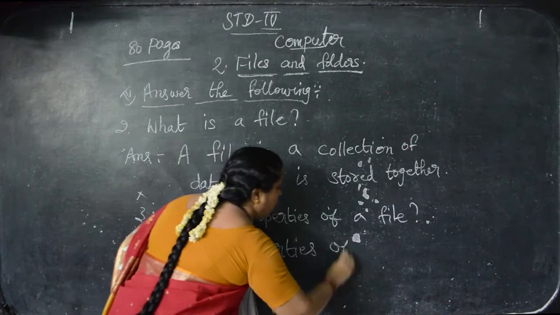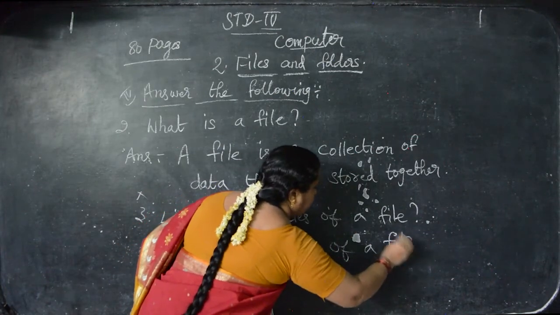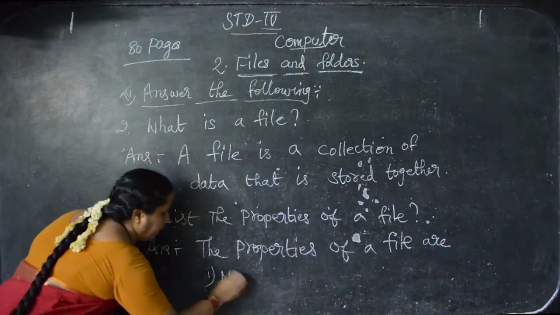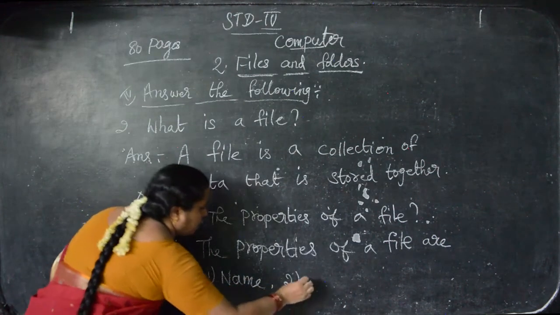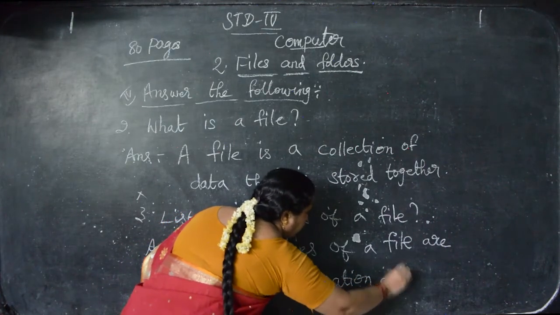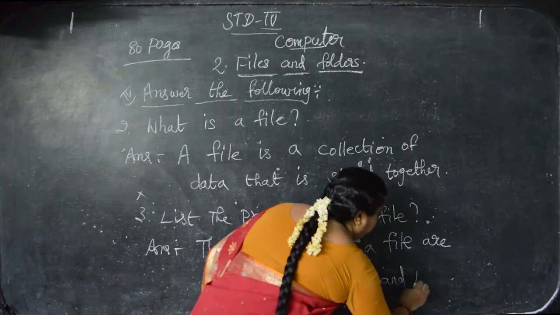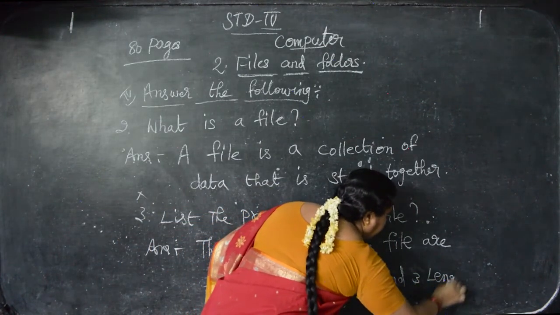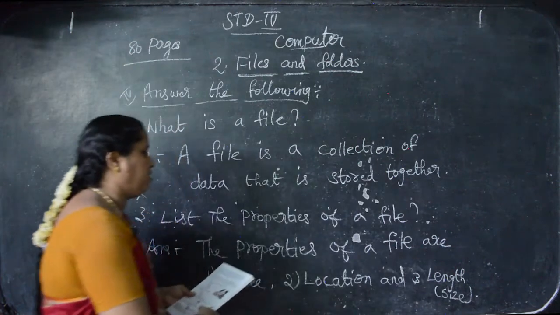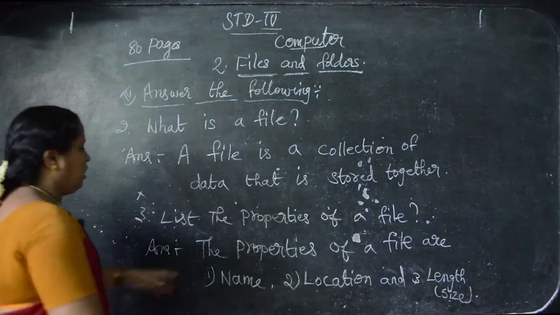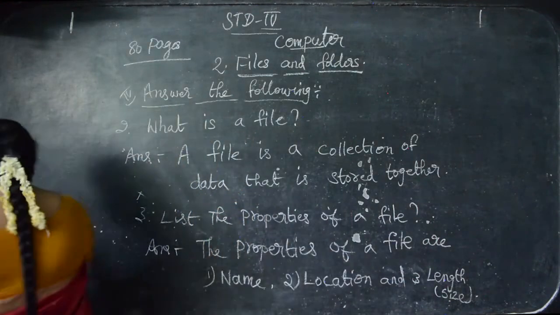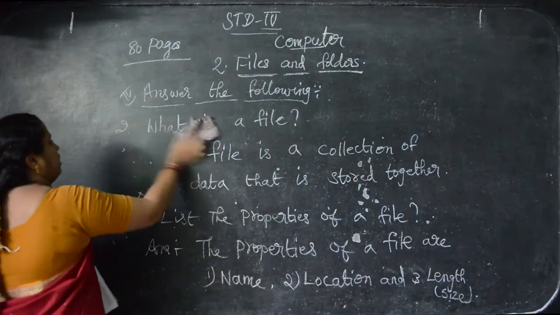The properties of a file are, what is that? Name, N-A-M-E, name. Second one, location, L-O-C-A-T-I-O-N, location. And length, L-E-N-G-T-H, length, or you can write size. Okay, this is the properties of a file. Okay, children, the properties of a file are name, location and length or size. Have you finished, children? Now, fourth one.